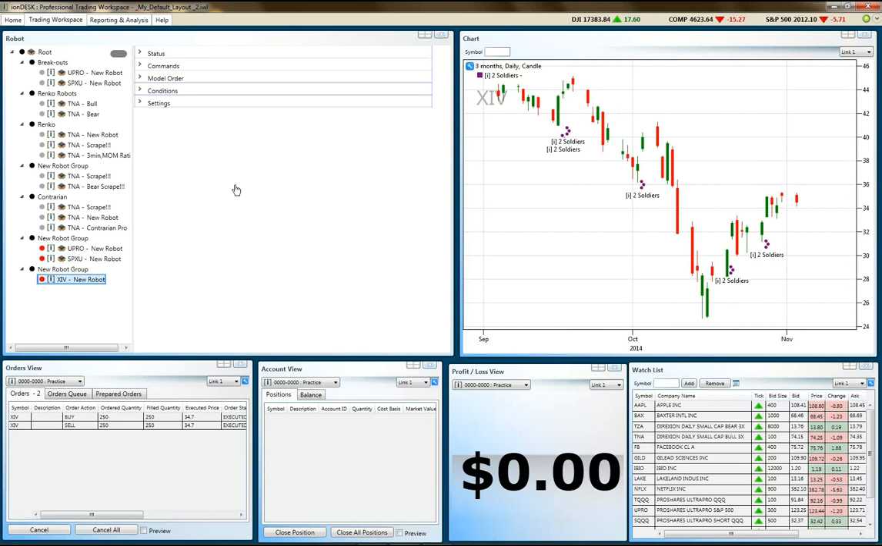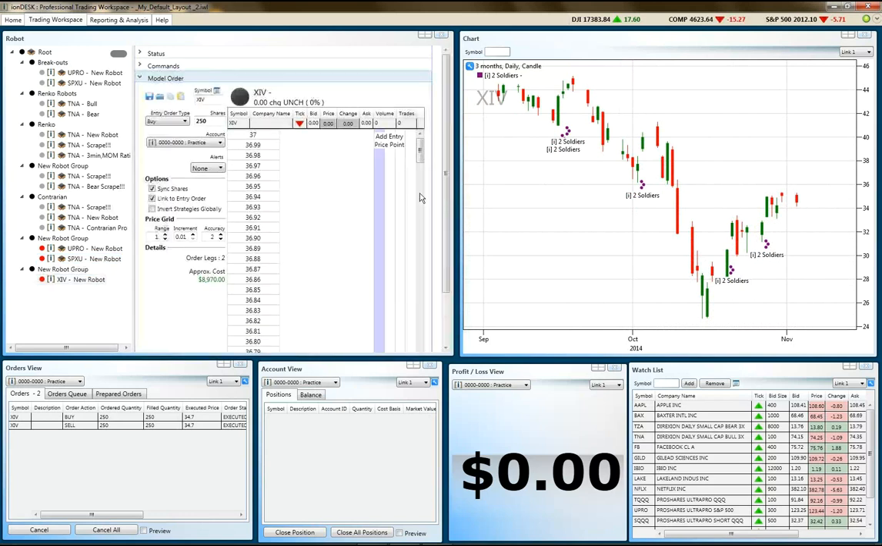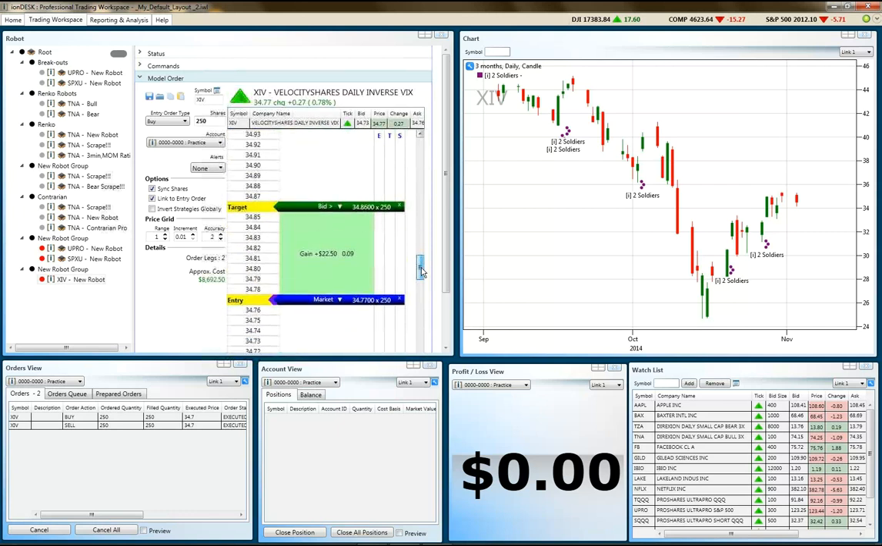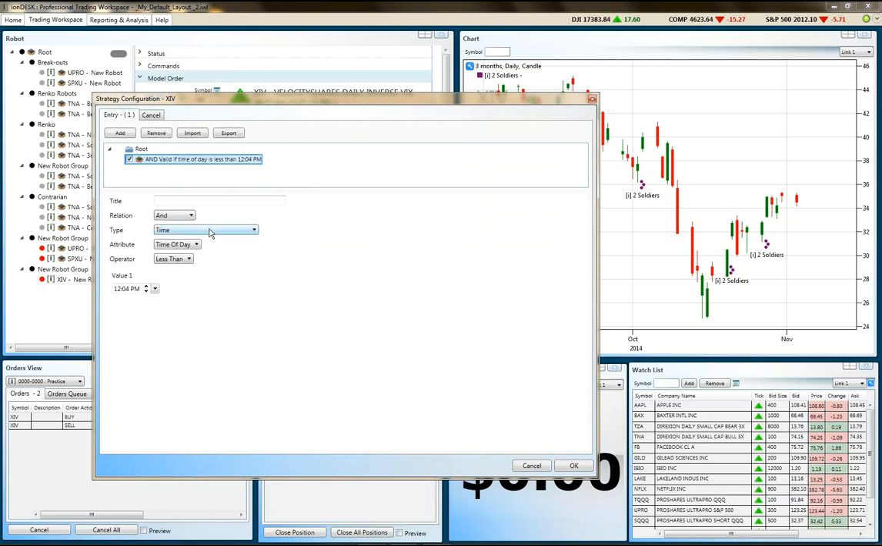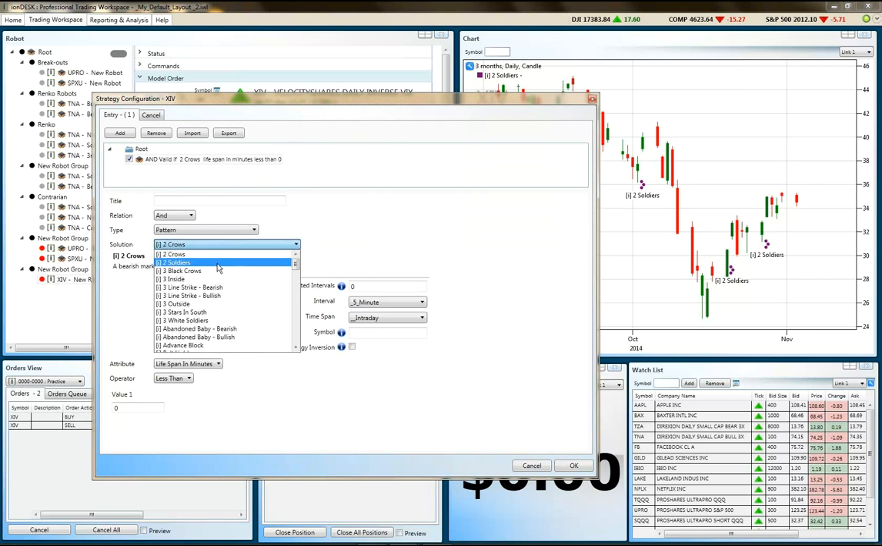And so you would easily be able to attach that strategy. Let me go to the robot that I made for you. So you would be able to attach that strategy right to your entry order here. Double click that, and I could come here and say, okay, I want you to obey this pattern. Whenever you see this pattern of 2 soldiers, okay, then I want you to buy.